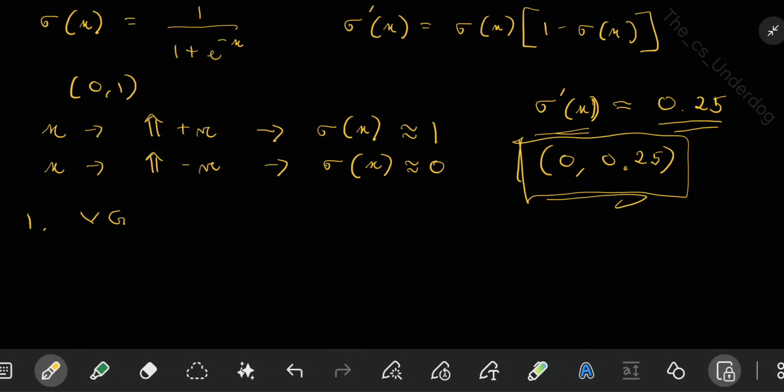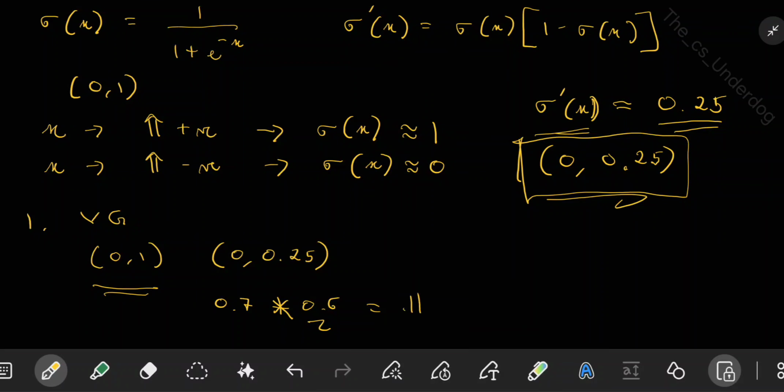What is the problem here? If you see, the value of sigmoid is between 0 and 1. We also understood that the gradient takes value between 0 and 0.25. Here the main problem is value of sigmoid is a decimal lesser than 1. Whenever you have something lesser than 1, 0.7, 0.6, anything like that, then when you multiply two such values, the resultant will be having a lower value.